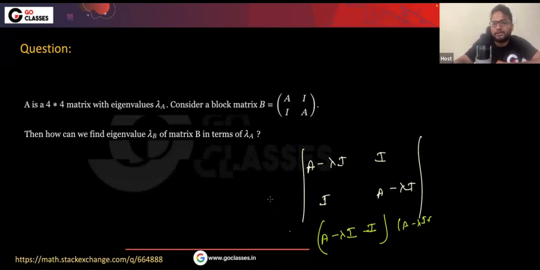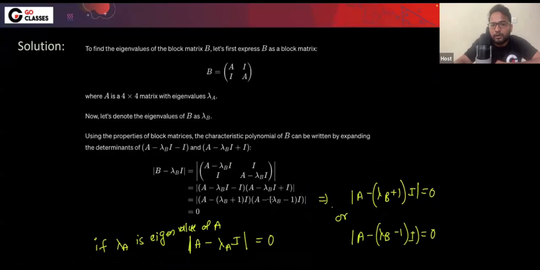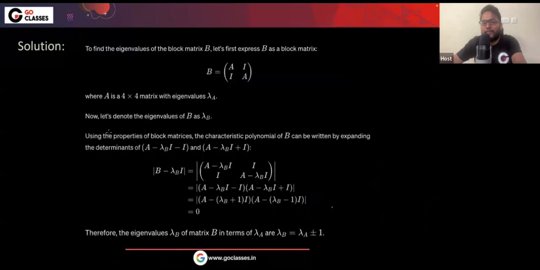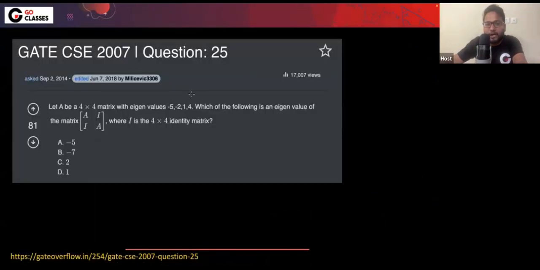Now, if that is the case, let's see one of the GATE questions that they have asked. This is a similar GATE question. As you can see, there are 81 upvotes. This is a GATE CSE question which has been asked in 2007. Just try out this question. Exact same question. They are saying if the eigenvalues of A are given, which are 5, -2, 1 and 4, then which of the following is the eigenvalue of this matrix? You add one also and subtract one also.